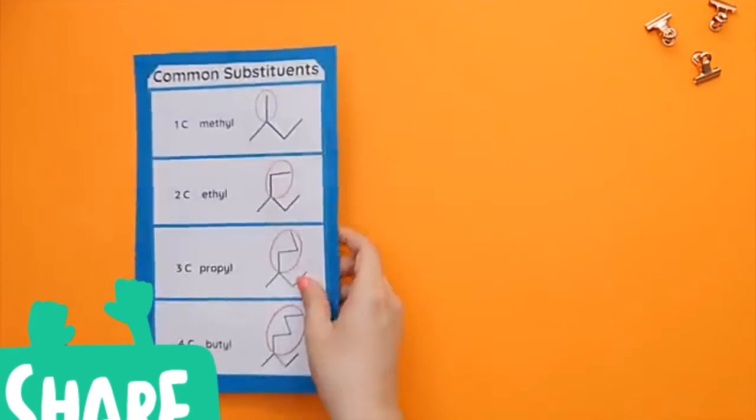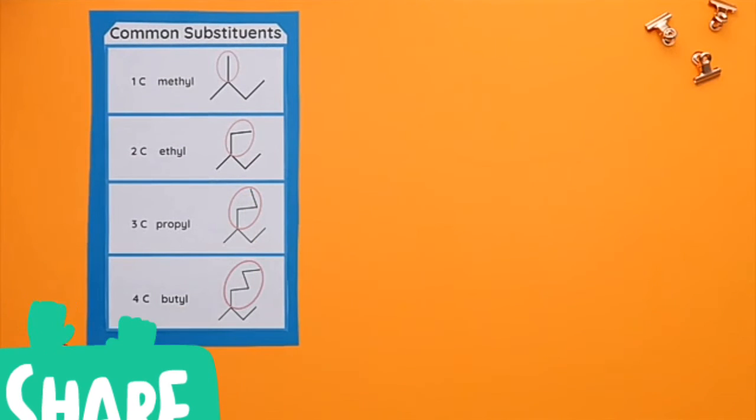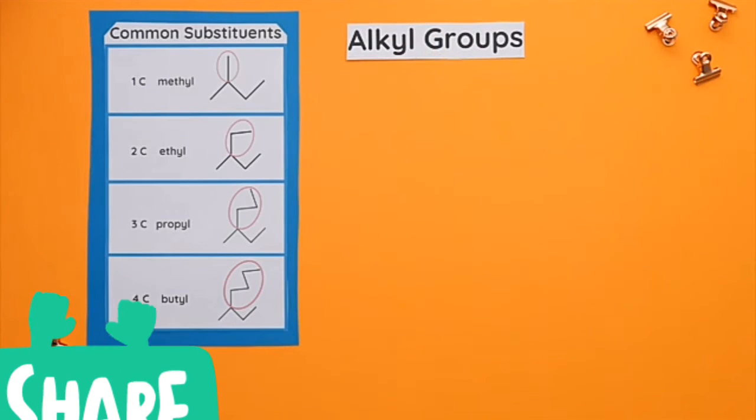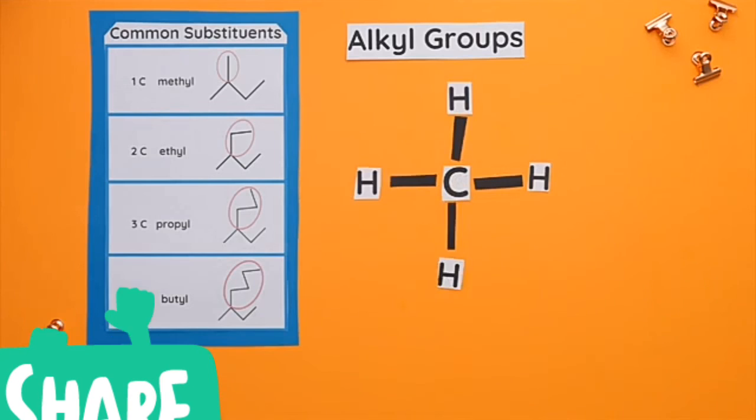Here's a list of the most common substituents you will first see. These specific substituents are also referred to as alkyl groups. An alkyl group is made up of only carbons and hydrogens. It is also defined as an alkane that is missing 1 hydrogen.